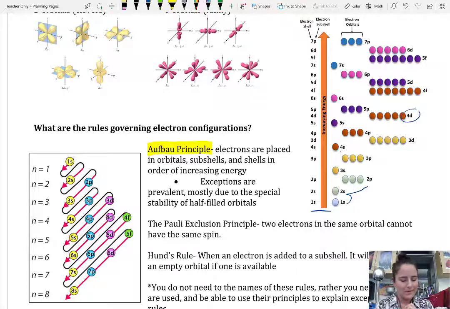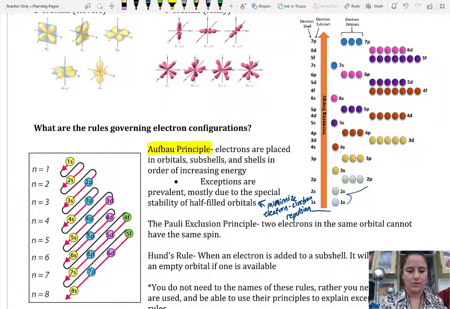Okay? Now, important thing about the Aufbau principle is that there's a lot of exceptions. But that exception is mostly due to the special stability of half-filled orbitals. Because if you have a half-filled orbital, what that's going to do is minimize electron repulsion. Okay, if you can spread those electrons out more, that could cause some of them to hop into maybe a slightly higher energy level, maybe the 4d instead of the 5s, just to minimize those repulsions. It all goes back to Coulomb's Law.